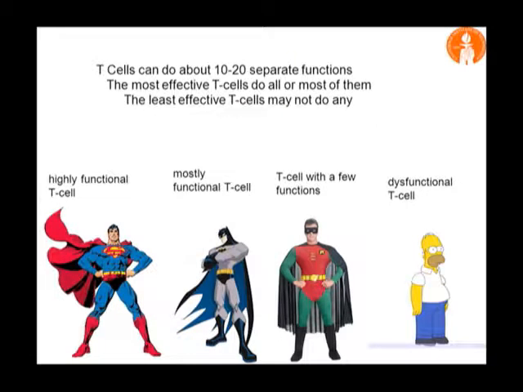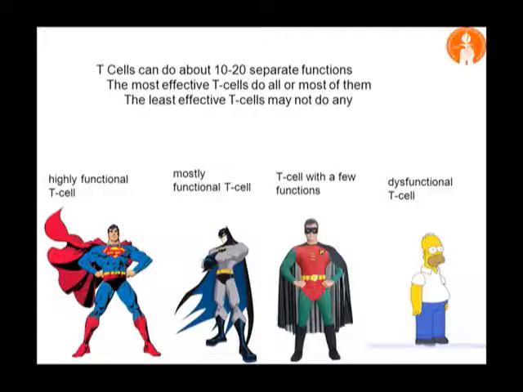Okay, so I told you that the T cells have all these functions, whether it's attack the tumor, bind to the tumor, replicate, what have you. There are about 15 or so functions that are important. And if you've got a T cell that can do most of those functions, that's like Superman. And so when you are getting your immune system to attack your cancer, this is the guy you want. If it's doing like 8 or 9 functions, that's like Batman. Still pretty good.